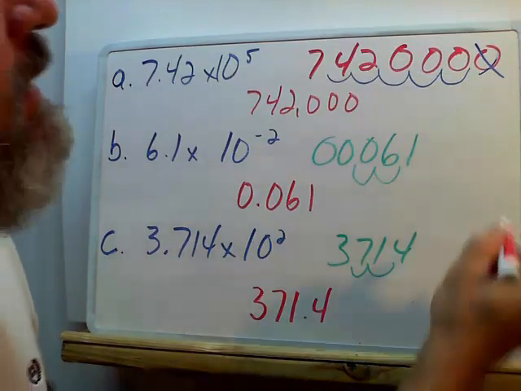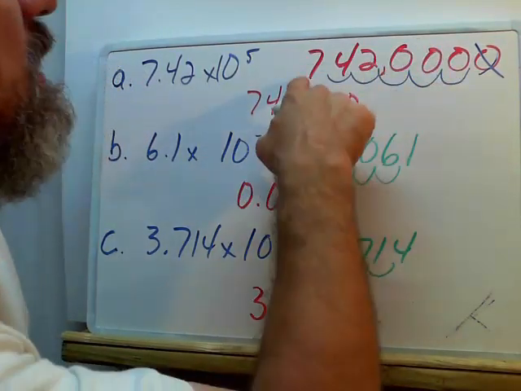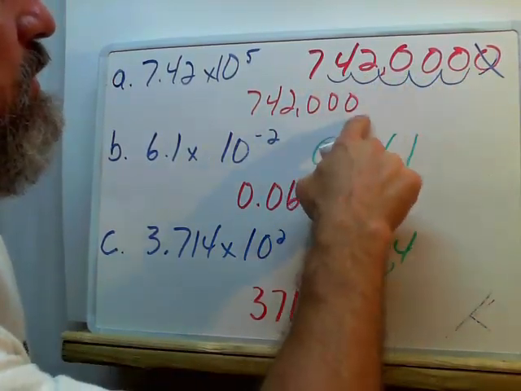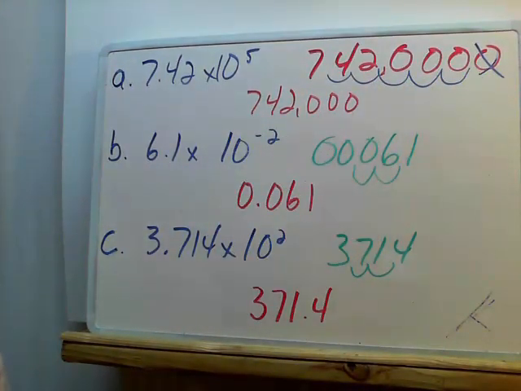So we should have 1, 2, 3, comma here, 742,000 with the 3 zeros behind it, 742,000.